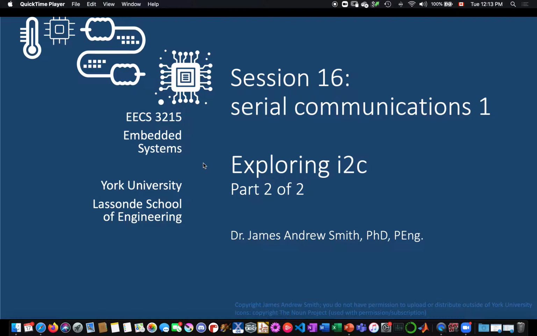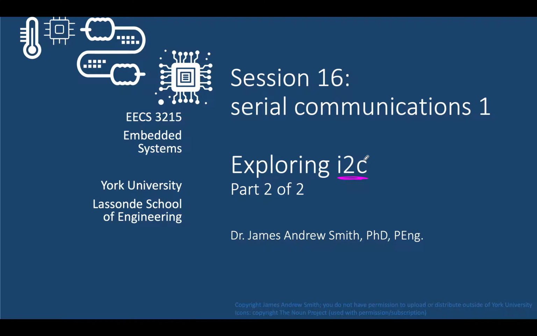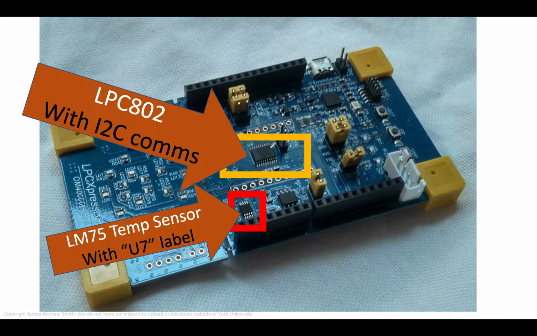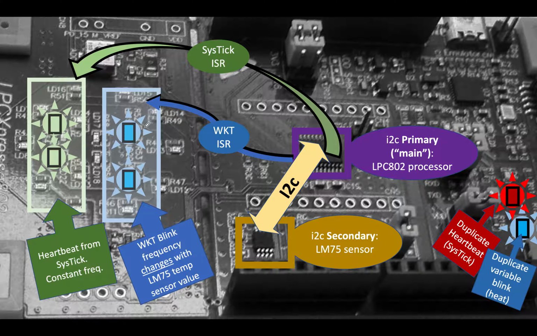Okay, so we're now going to move on to the second part of the discussion about the I2C serial communication system on the LPC802. The LPC802 is found on the OM40000 board at the very center of the board, and it will be communicating with the LM75 temperature sensor that is connected between these two over I2C. The I2C system allows the SDA and SCL wires between the processor and the temperature sensor to communicate.